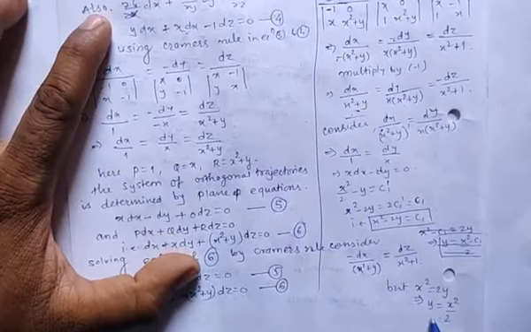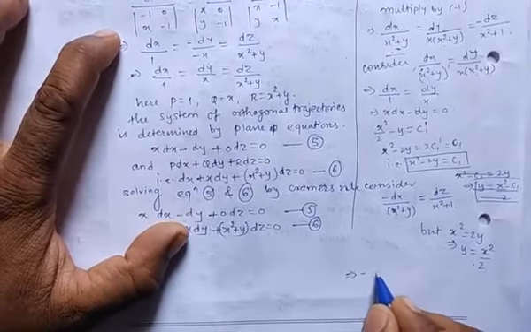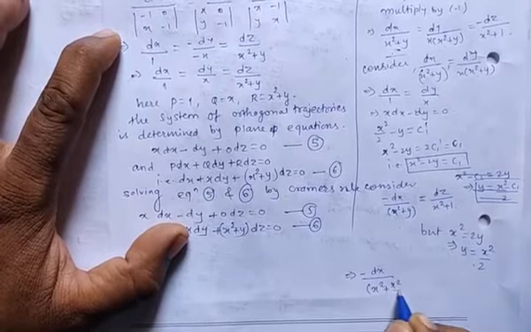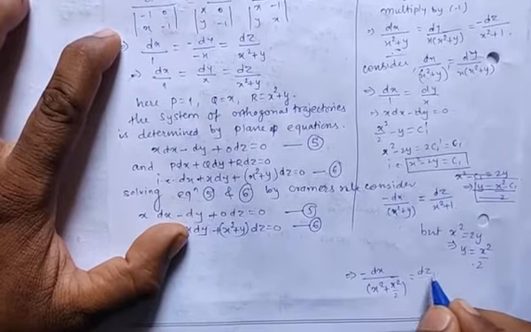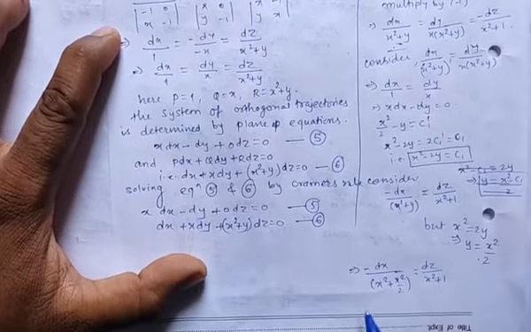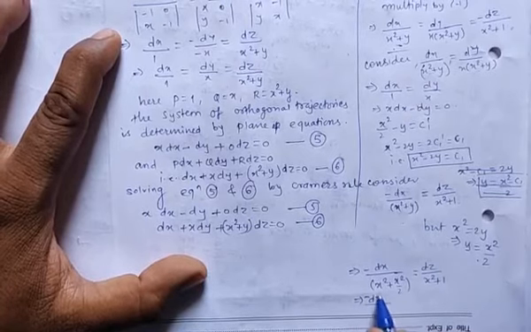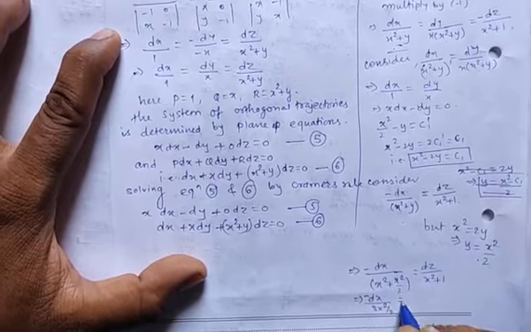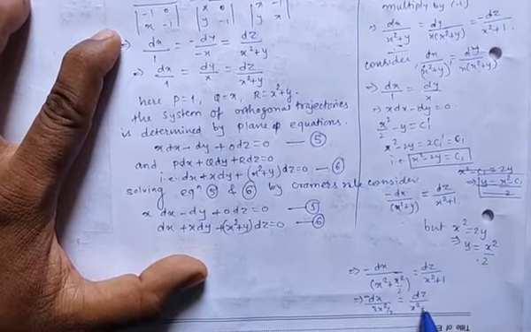Substitute this value of y in this equation. So what will happen? We get minus dx upon x square plus the value of y, x square upon 2, which is equal to dz upon x square plus 1. By cross multiplying, we have minus dx upon 2x square plus x square, which is 3x square by 2, is equal to dz upon x square plus 1.